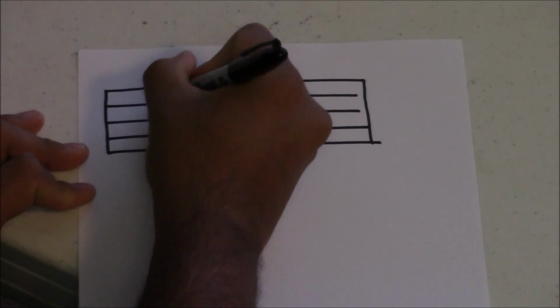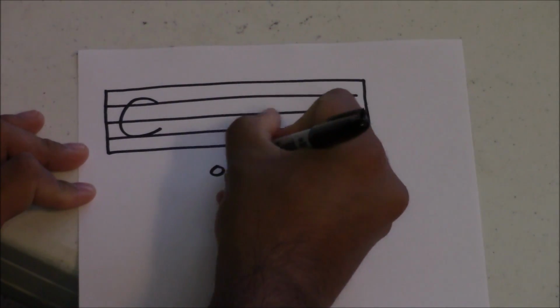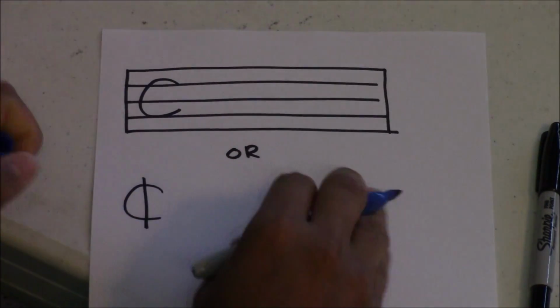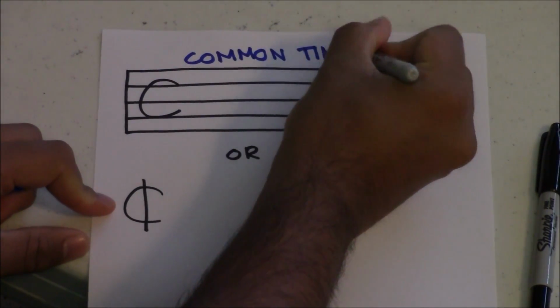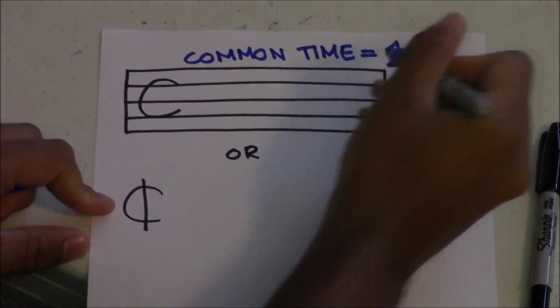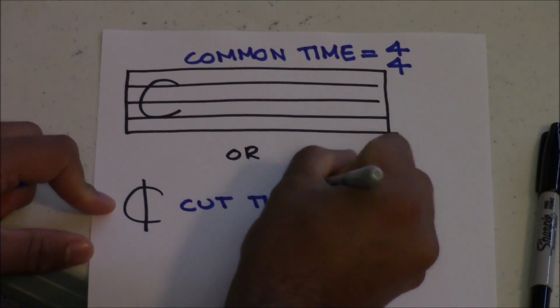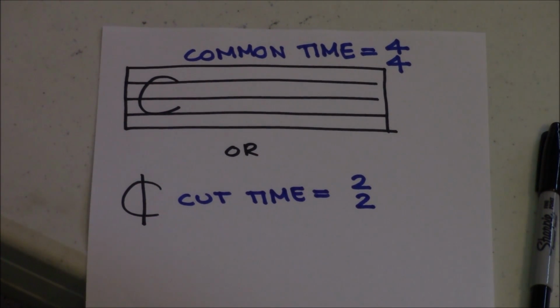So the first symbol looks like a big C, and the other symbol is going to look like a big C with a line down the middle. The big C is called common time, and this is equivalent to 4/4. The C with the line down the middle is called cut time, and this is the same as 2/2. Cut time means that there are 2 beats per measure, and a half note receives 1 beat.